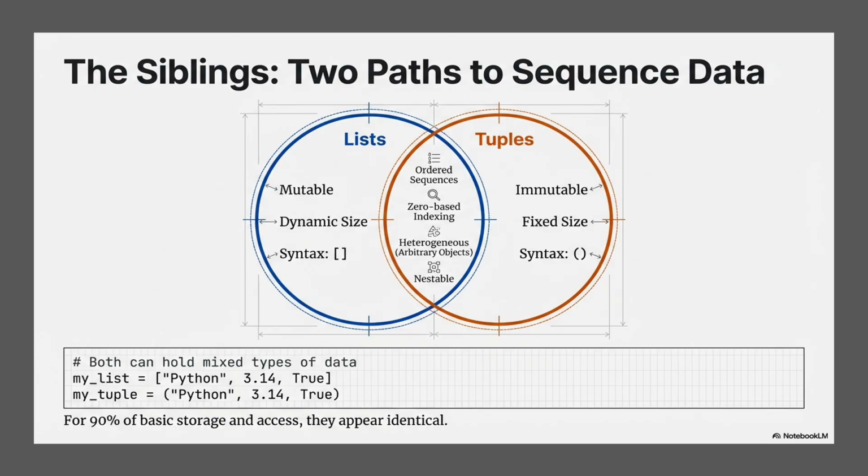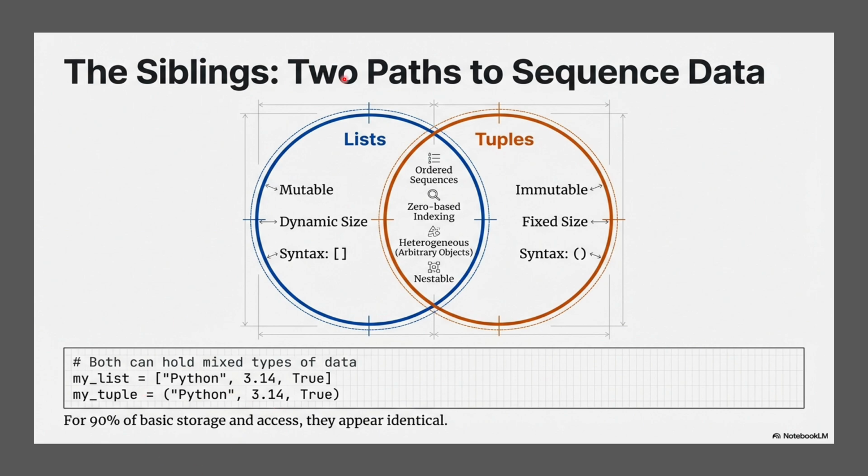I call these two the siblings because they share a lot of DNA. Look at the center. Both keep your data in order. Both use zero-based indexing, and both can hold a mix of strings, numbers, and booleans. But look at the outer edges. Lists use square brackets and change size. Tuples use parentheses and are locked. That syntax difference is your first big clue.